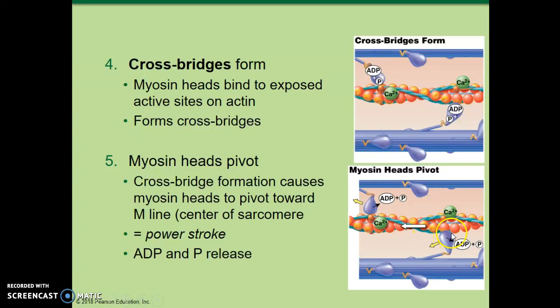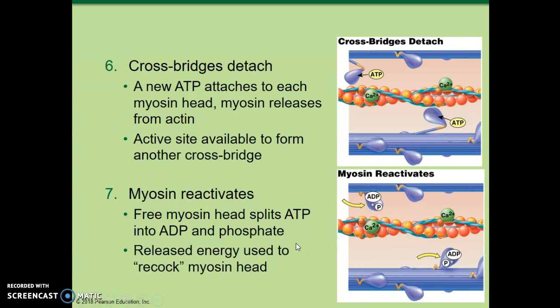Once the myosin heads are bound, the myosin head pivots. And you can imagine if this head is pivoting to the left, it's pulling that actin filament to the left as well. This is called the power stroke. And once this occurs, the ADP and phosphate are released. The cross bridges detach, and a new ATP attaches to each myosin head, and the myosin releases. So ATP is needed for the power stroke, and ATP is needed to release the myosin head from the actin.